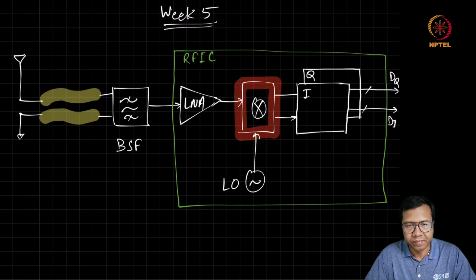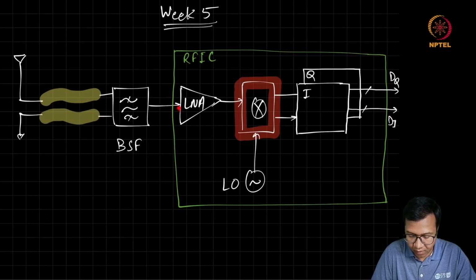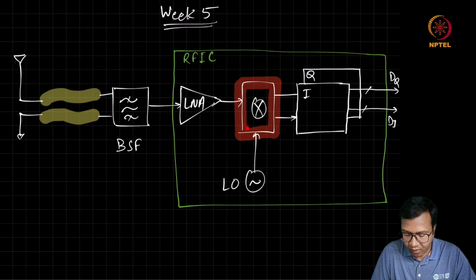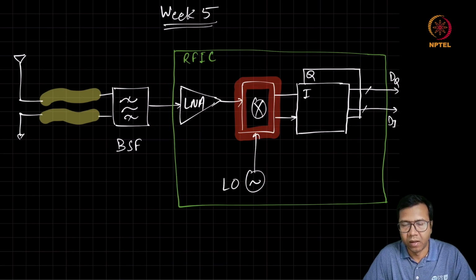Welcome to week 5. In the last week, we have seen how to design a low noise amplifier, which is the first stage in a receive chain. Now we are going to look at how to design the mixer, which is going to take input from the LNA and then feed it to the channel select filter for further signal processing.